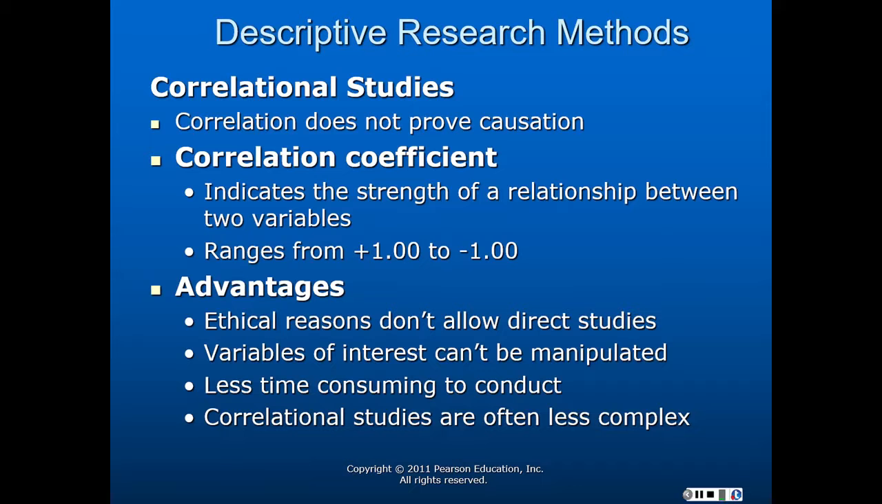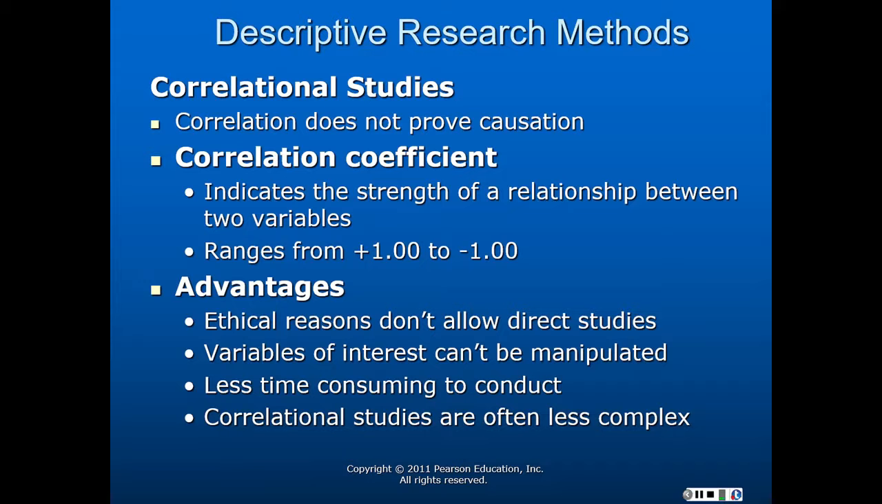It's also super important to understand that having a correlation coefficient provides substantial information. Again, as we previously noted, a correlation coefficient indicates the strength of a relationship between two variables. And remember, it ranges from +1 to -1. Now, let's go over some of the advantages of a correlational study.